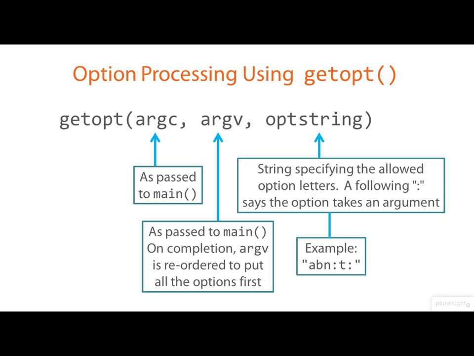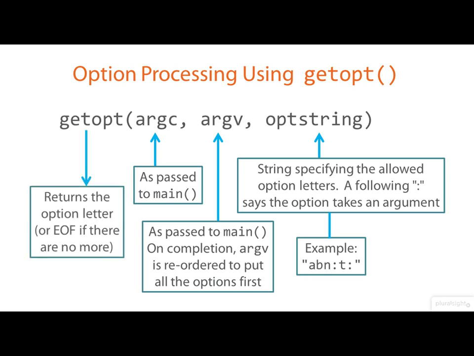The way you drive getopt is that you call it repeatedly in a loop, and it returns each time the option letter that it's parsed out of the command line. And typically you do a switch on this. I'll show you an example in a moment to process that option. And you loop over calls to getopt until it comes back with an EOF value to say that it's run out of options.